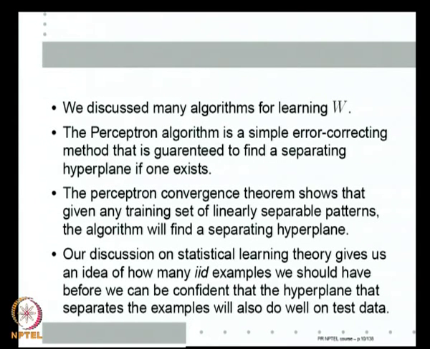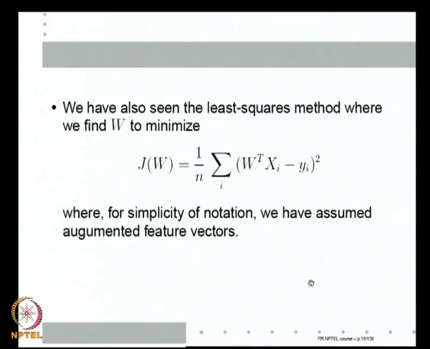So, given the VC dimension, the statistical theory tells us that if you have a sufficient number of examples, then a hyperplane that does well on examples, IID examples, will also do well on the test data. Okay. All right. The other main algorithm we considered for learning linear models is the least squares method.